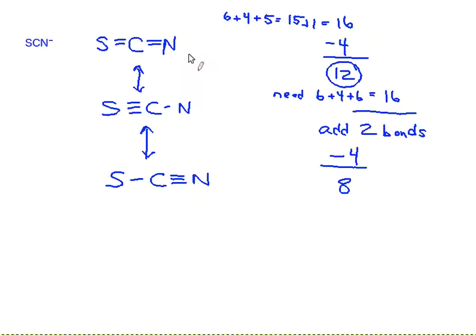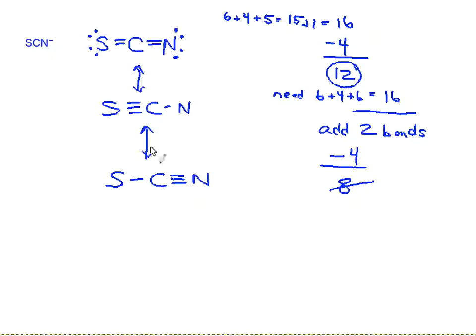So let's start up here. We have 8 electrons. This sulfur needs 4 in order to complete its octet. Carbon is happy right now. This nitrogen needs 4. So that's my final 8. I used up my final 8 electrons. Everyone has their octet. Everything's fine.